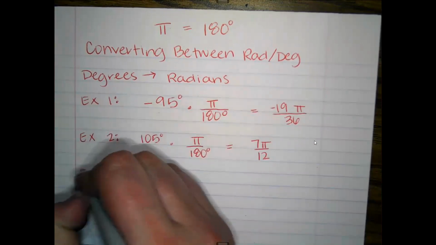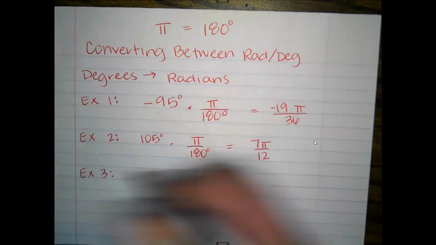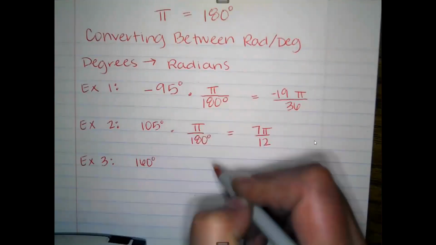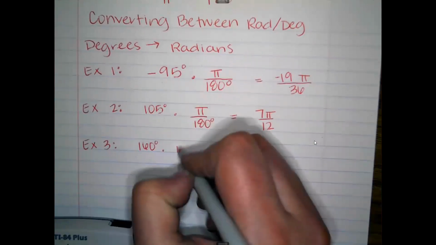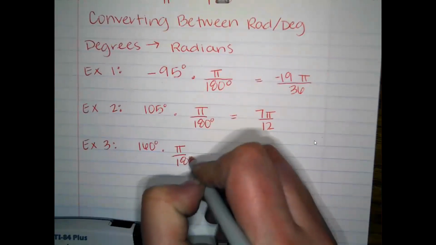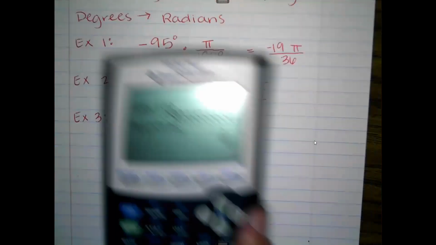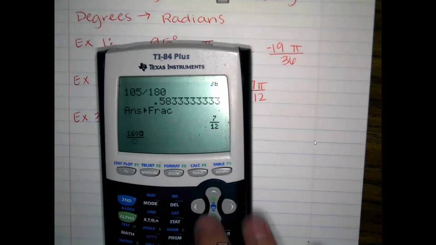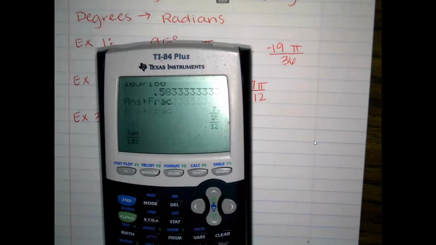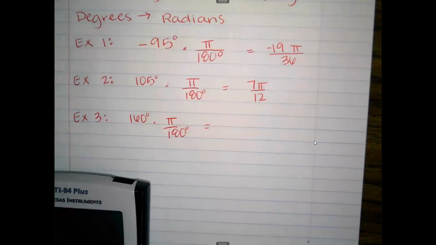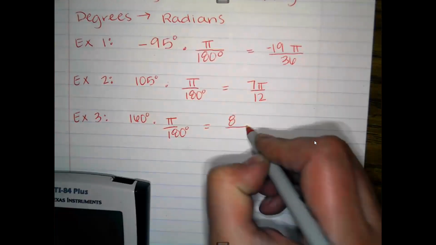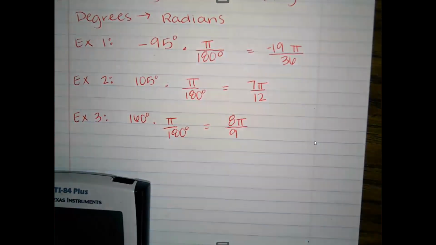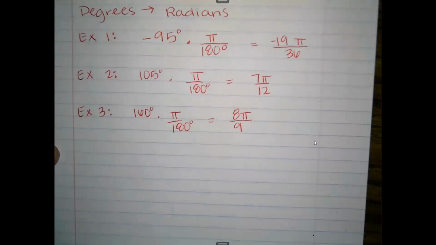All right, example 3. If I have 160 degrees, converting it into radians, I'm going to multiply by pi over 180. Another way, like I said, you could type this is to do alpha y equals and do 160 over 180. Let the calculator just reduce the fraction for you. That gave me the fraction 8/9. So that would be 8 pi 9ths. Okay, now I want to show you guys how to do the same thing on Desmos.